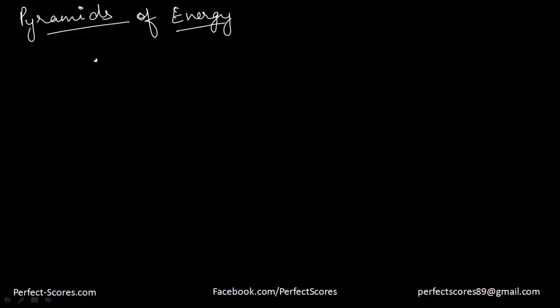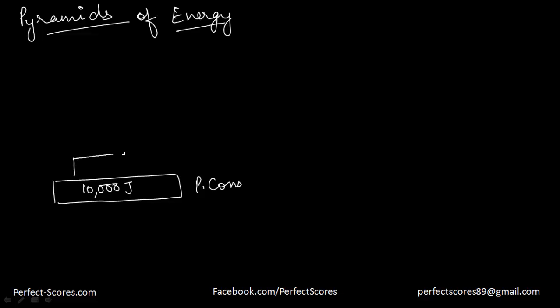So let me give you an example of a pyramid. At the bottom of the pyramid you have your primary producer, which is the first trophic level, and the energy is, let's suppose, 10,000 joules. Then comes the primary consumer, the first consumer. Since only 10% of the energy will be transferred, only 1,000 joules of energy is there.